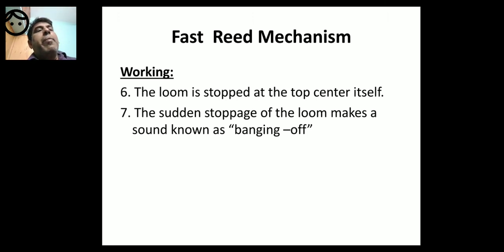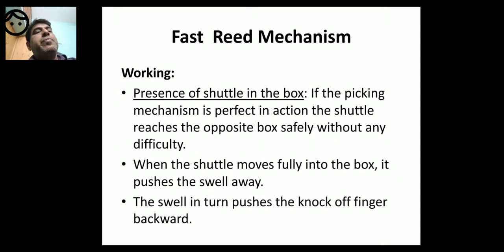The loom is stopped at the top center itself. So this sudden stoppage of the loom makes a sound known as banging off. So this is about working.